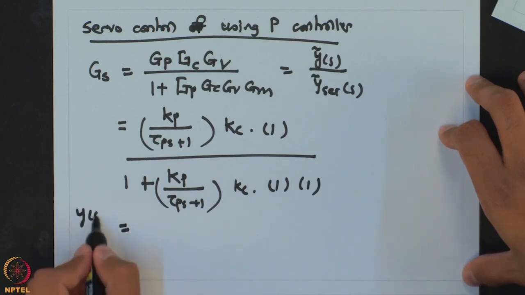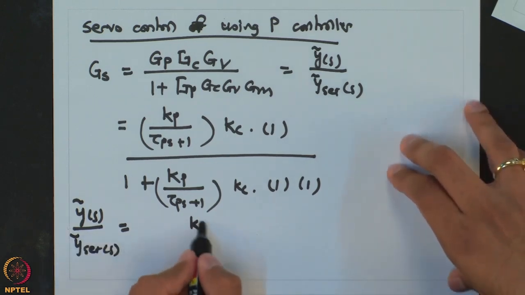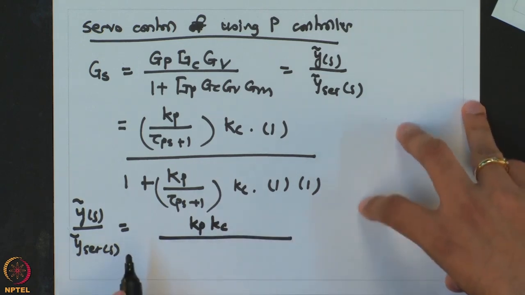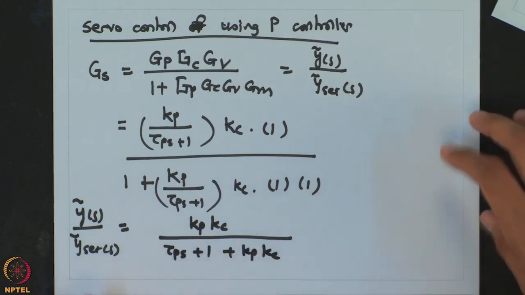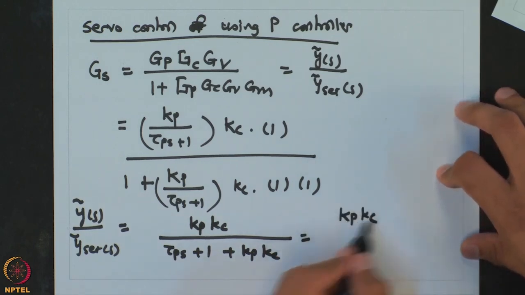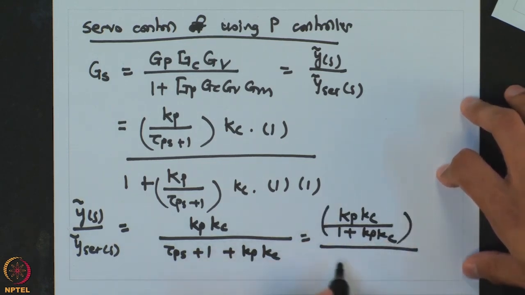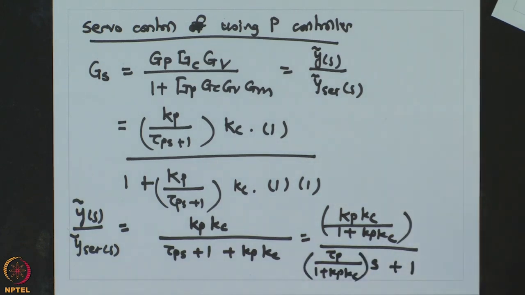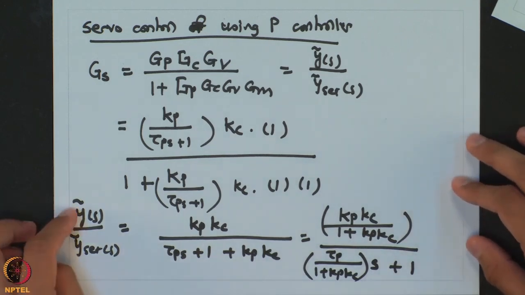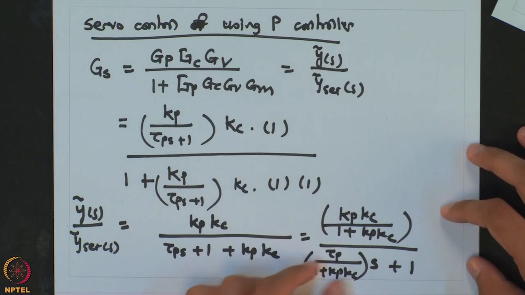So the servo transfer function that we get is equal to Kp Kc over tau_p s plus 1 plus Kp Kc, which we can simplify as Kp Kc over 1 plus Kp Kc, over tau_p over 1 plus Kp Kc, s plus 1. So what we are seeing is that as a response to a change in the set point to the output, the transfer function is a first order process with this as gain and this as a time constant.